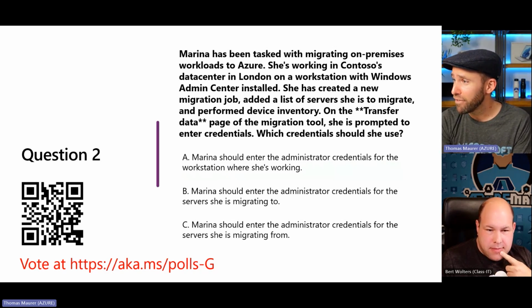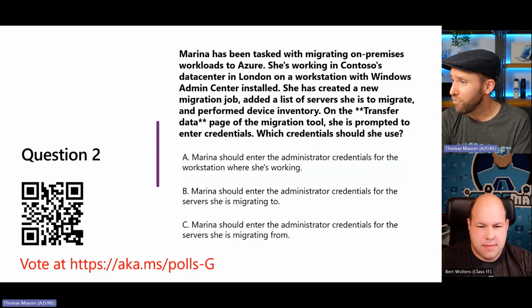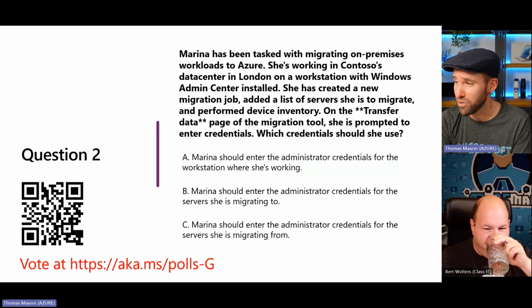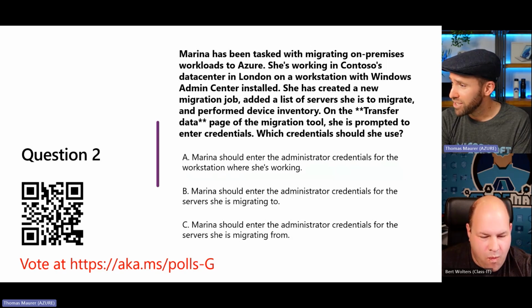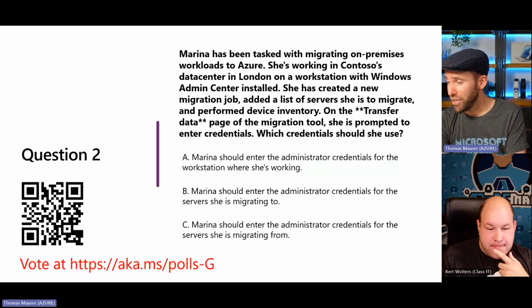Mirana has been tasked with migrating on-premises workloads to Azure. She is working in Contoso's data center in London on a workstation with Windows Admin Center installed. She has created a new migration job and added a list of servers she is to migrate, and performed device inventory on the transfer data page of the migration tool. That's what Bert shows. She is prompted to enter credentials. Which credentials should she enter?